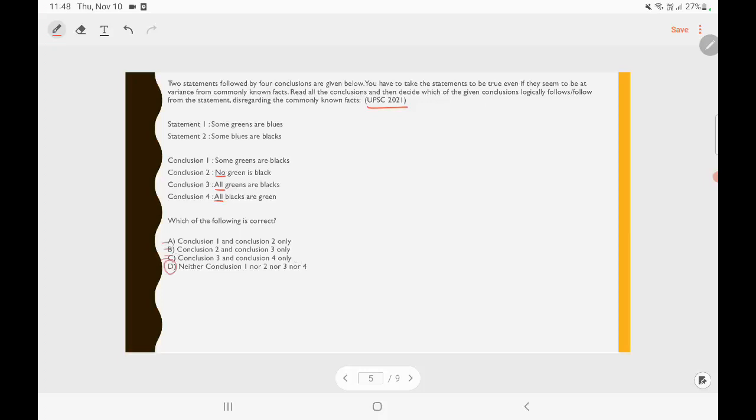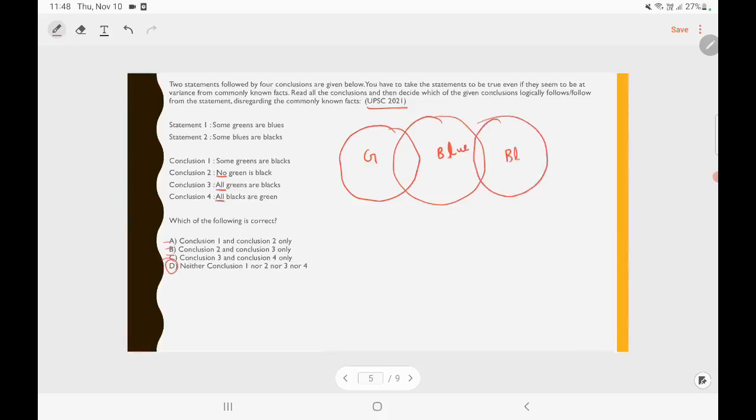So let's look using our concept of Venn diagram. It says that some greens are blues. So let's say this circle represents greens, then this circle represents blues. Some greens are blues. Then some blues are black. This is blue, okay, this is blue. Some blues are black. So it can come like this, or it can also come like this. So this is green, this is blue.